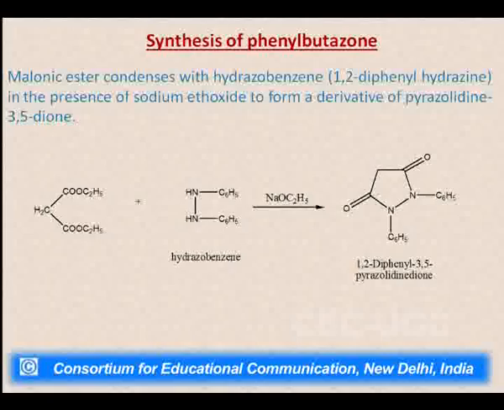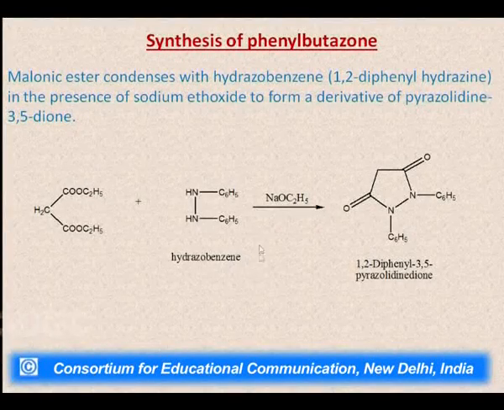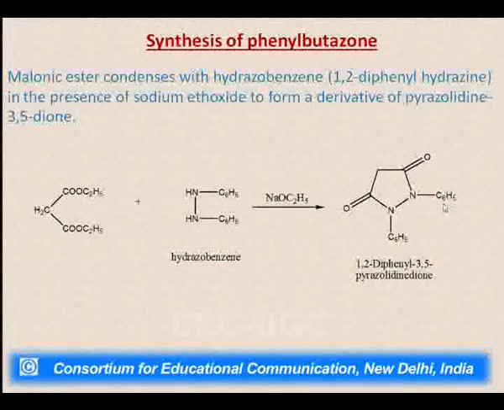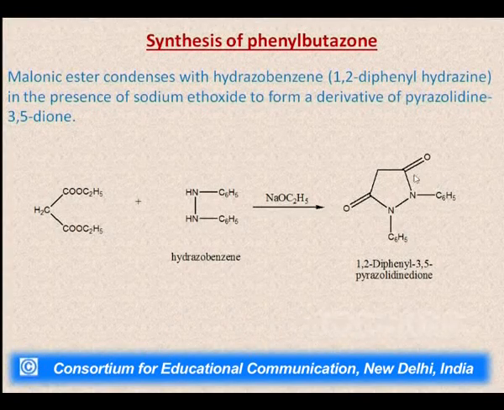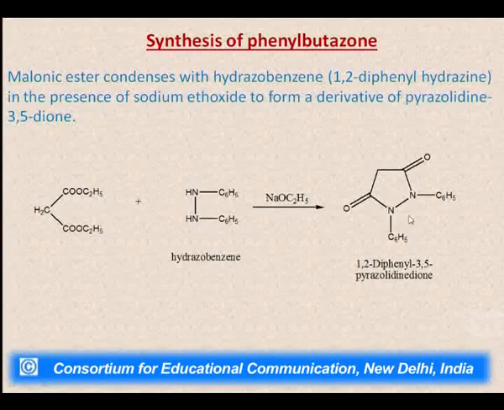Here we have shown you the malonic ester. This is the ethyl malonate. When it reacts with hydrazobenzene, cyclization of these two products, an adduct, is formed in the presence of sodium ethoxide, and we will get here the 1,2-diphenyl 3,5-pyrazolidine dione, with phenyl groups at the 1 and 2 positions.